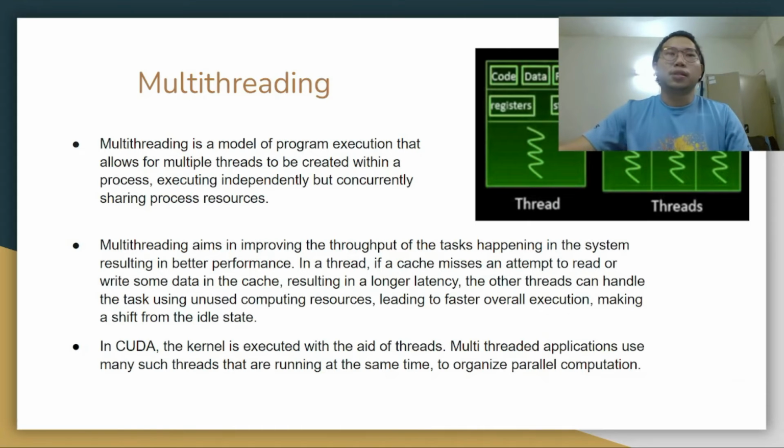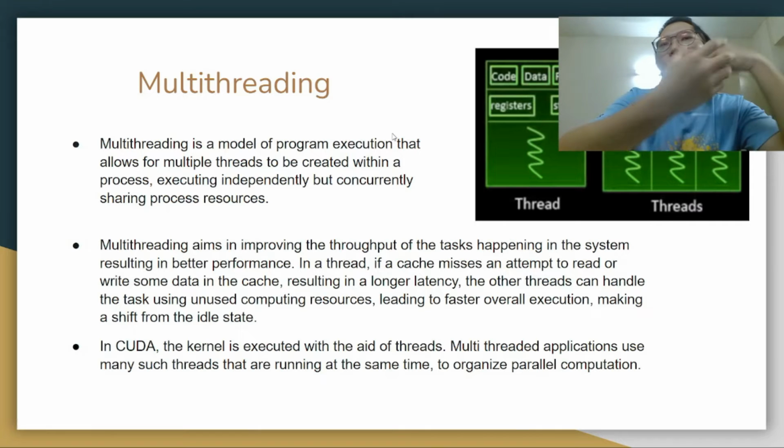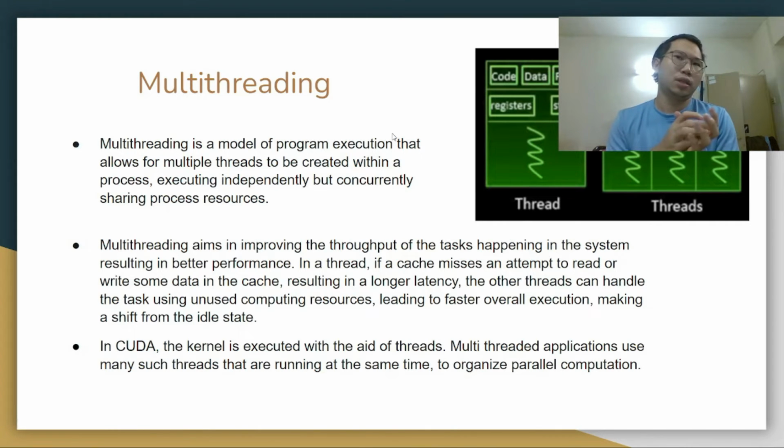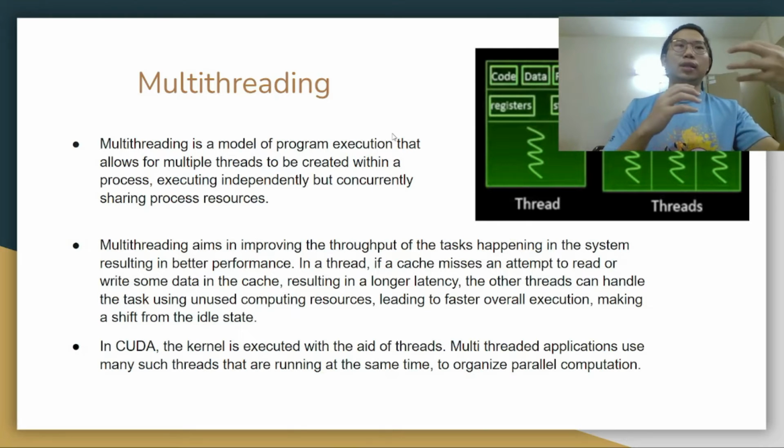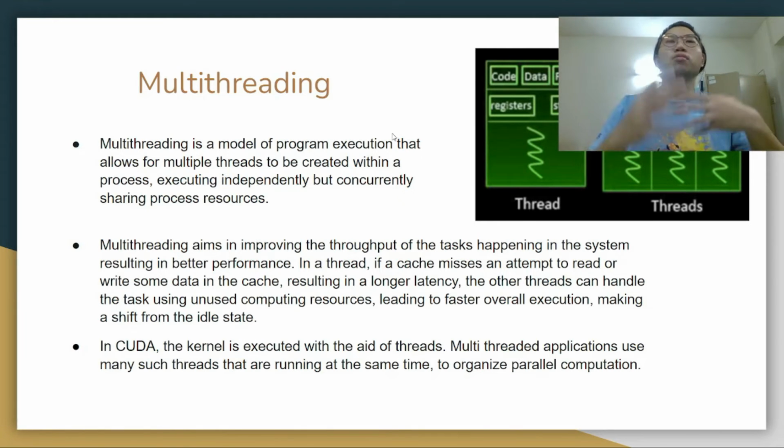Multithreading aims at improving the throughput of the tasks happening in the system, resulting in better performance. In a thread, if a cache miss occurs, an attempt to read or write back the data in the cache will cause a longer latency. So the other threads can handle the task using the unused computing resources. By doing so, this lets us have a faster overall execution, making a shift from the idle state.